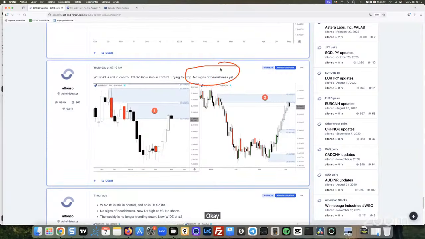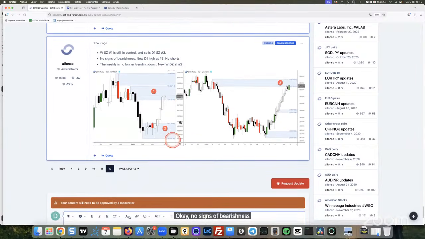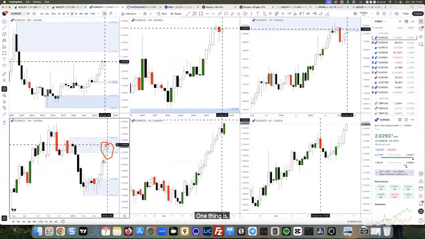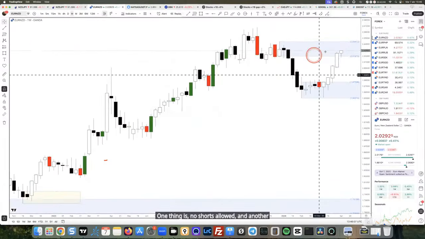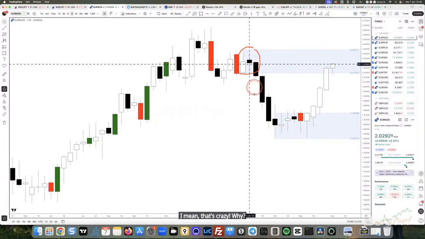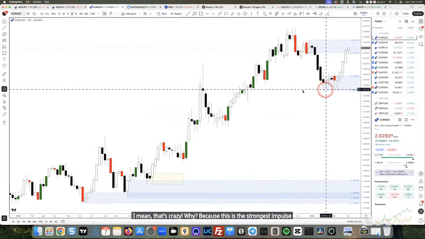Okay, no signs of bearishness. And today I updated it. There's a new area of demand. Weekly is no longer trending down. New demand level 2. So right now, no shorts allowed. But one thing is no shorts allowed, and another thing is, okay, no shorts allowed, I'm going to buy. I mean, that's crazy. Why? Because this is the strongest impulse in ages.